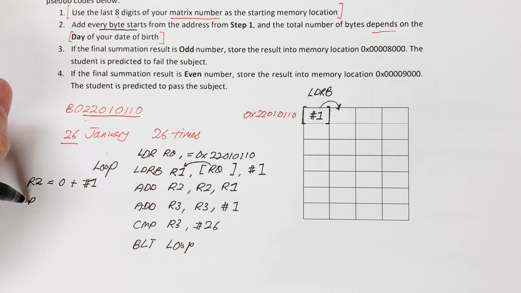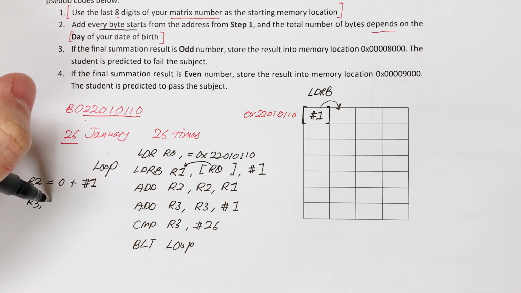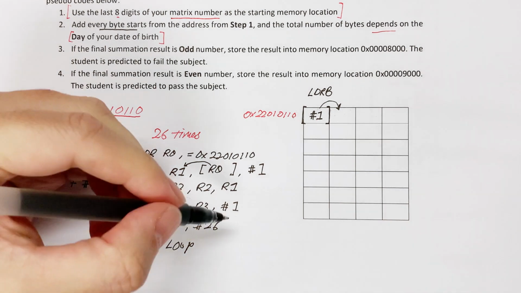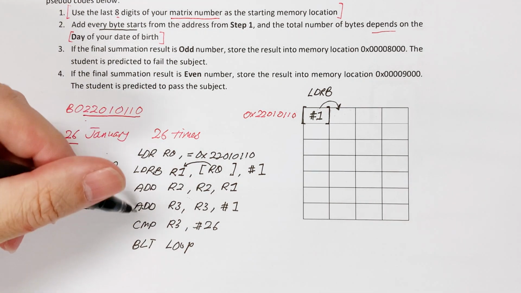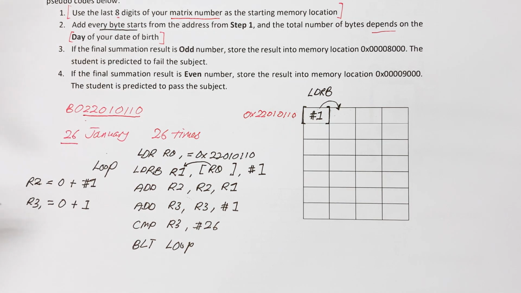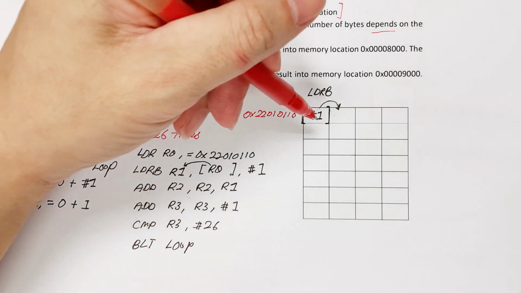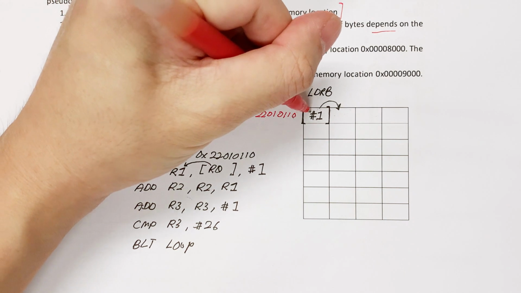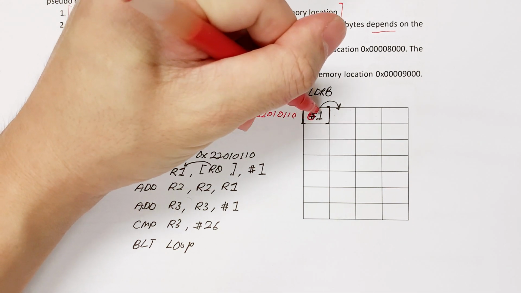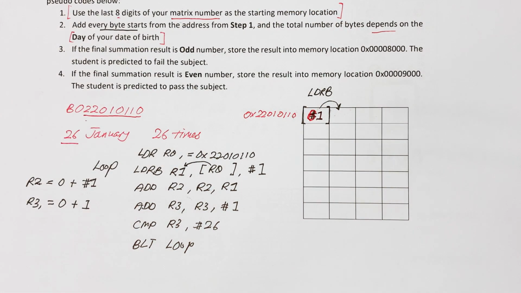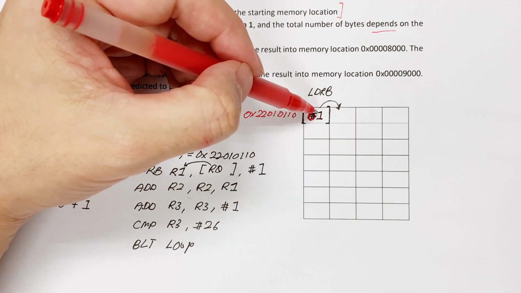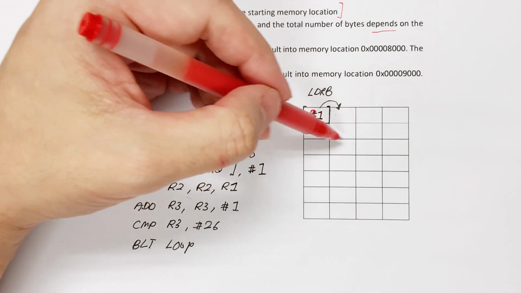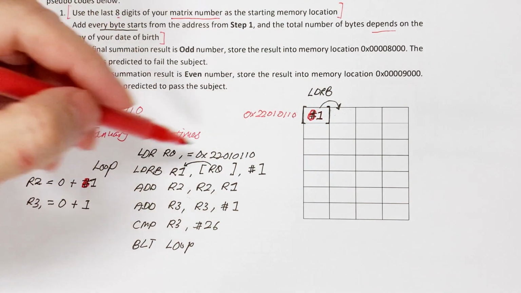Register 3, let's assume it starts with 0. Now we're adding 1, so register 3 after the code will become 1. I think I better not use the hash symbol. Let's change it to B1 to indicate this is byte number 1. Of course we don't care what the actual value of B1 is, because it's a random value you can find inside the memory location.